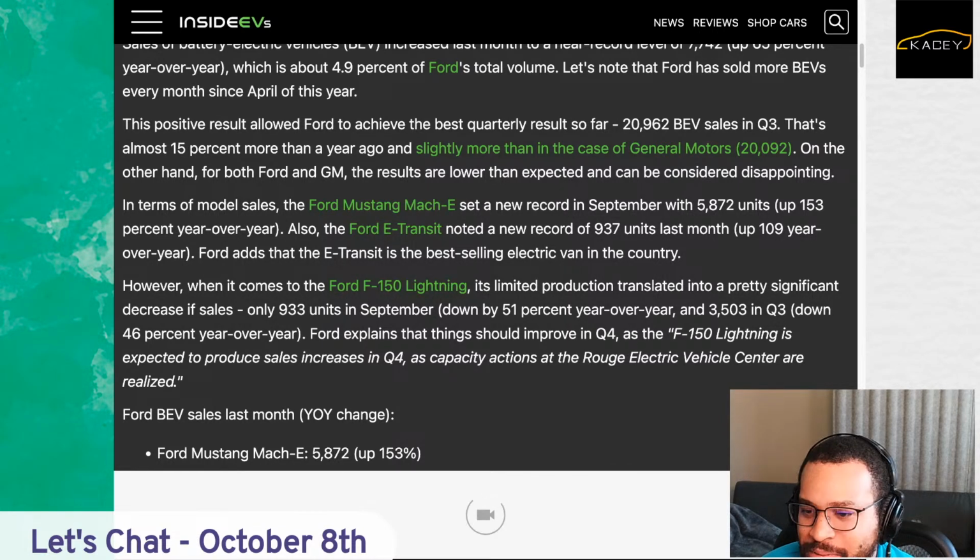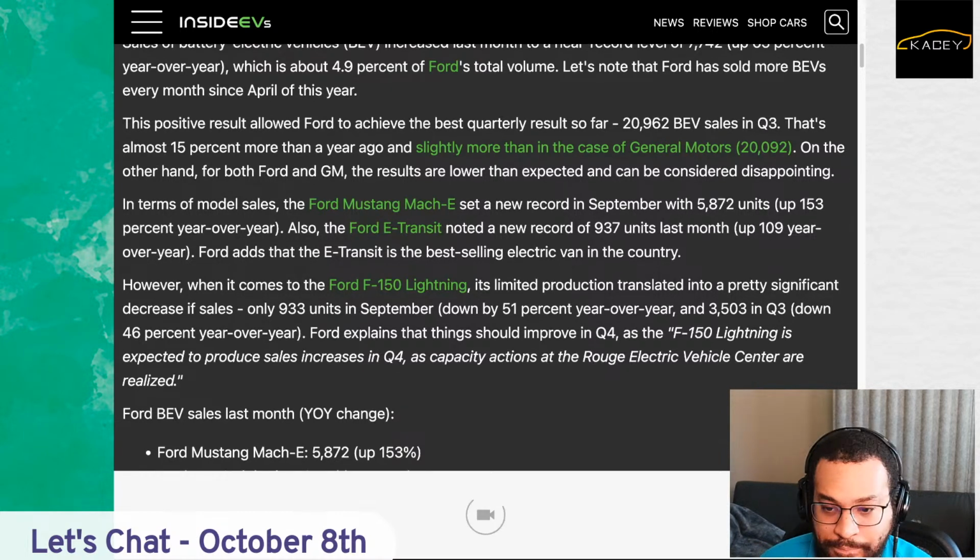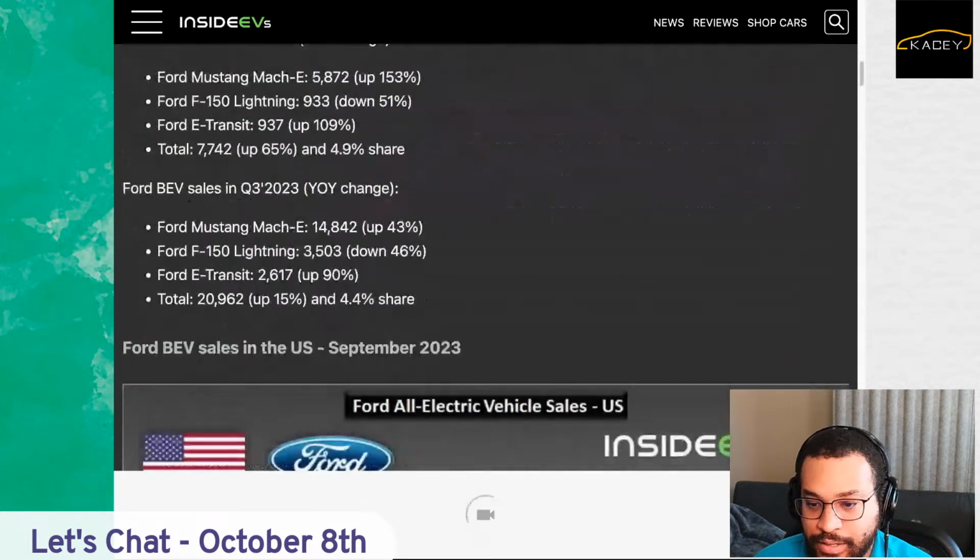When it comes to the Lightning, its limited production translated into a pretty significant decrease in sales, only 933 units in September, down 51% year over year, and 3,503 in quarter three, down 46% year over year. Ford explains that things should improve in Q4 as the F-150 Lightning is expected to produce sales increases as capacity at the Rouge Electric Vehicle Center is realized. So good luck.